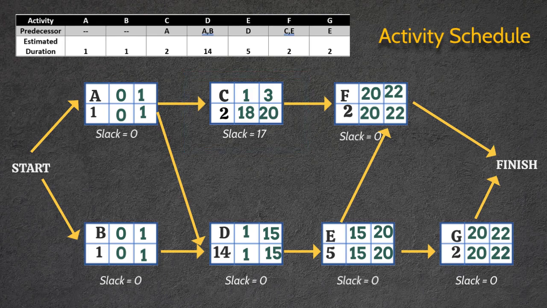The activities where the slack is 0 are called the critical activities. Critical activities form the critical path. Therefore, the critical path for this activity schedule is A, B, D, E, F, and G.